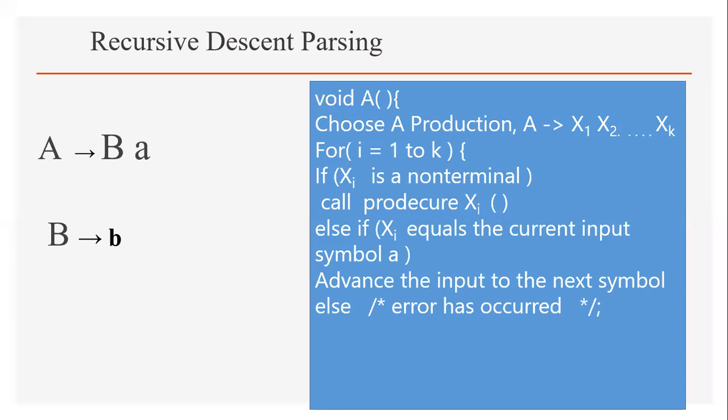Please remember, in recursive descent parsing, for each non-terminal we write a procedure. For a production of the type A, you call the procedure of A. A has some production, like A equals x1, x2, like that. You verify whether x1 is a terminal or non-terminal. If it is a non-terminal, you call that procedure. If it is a terminal and it matches the input symbol, it will move to the next token. If it is not matching, then we consider that an error occurred. So that is the end. This is how recursive descent parsing works. We'll see the example, then it will be clear.